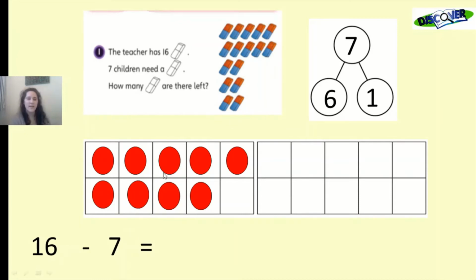Amazing, I need to count how many are left. Are you ready? Can you help me count? 1, 2, 3, 4, 5, 6, 7, 8, 9. There are 9 left. So 16 take away 7 must be 9.